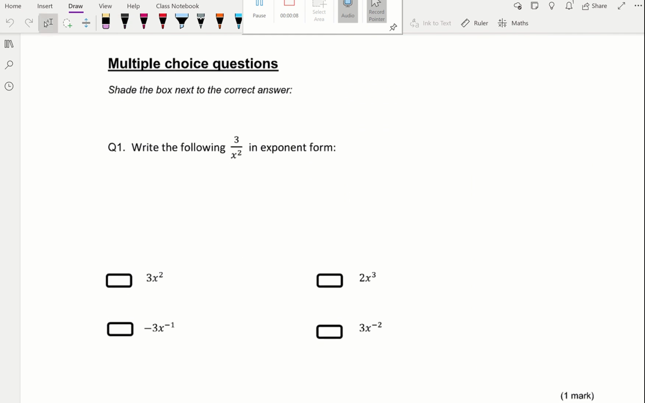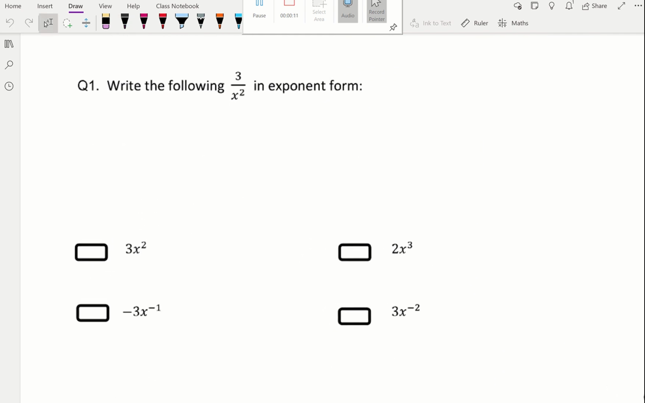And the first question is a multiple choice question, and it says, write 3 over x squared in exponent form. So it wants it as a number and a power, or an index or an exponent. And when you have a fraction, this means that the power is negative. So this is 3x to the power of negative 2. So you're using that same number, but it is negative. So the correct answer is this one.